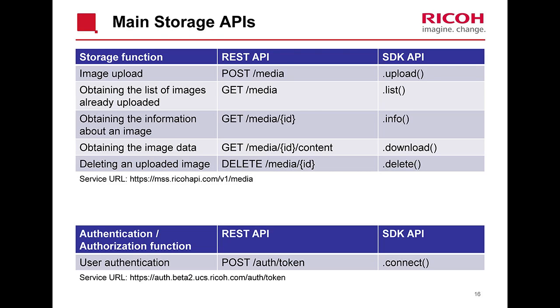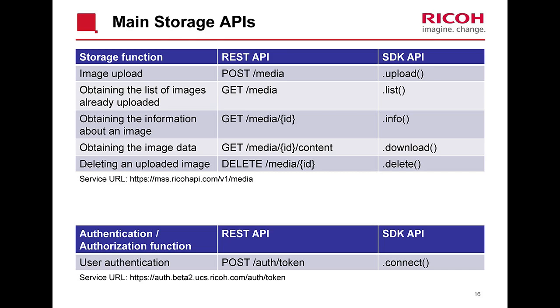This slide lists the storage functions which are provided by the cloud this time. Very simply stated, this service allows users to store JPEG files to the cloud and download and use them anytime. The available functions are listed in the slide. First, users can upload images. They can get the list of images uploaded to the cloud. They can get the information about images such as file size. They can get and delete the image data itself.